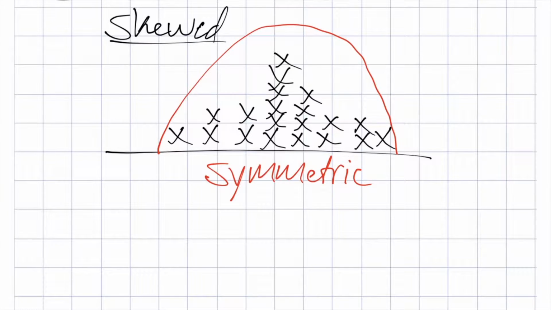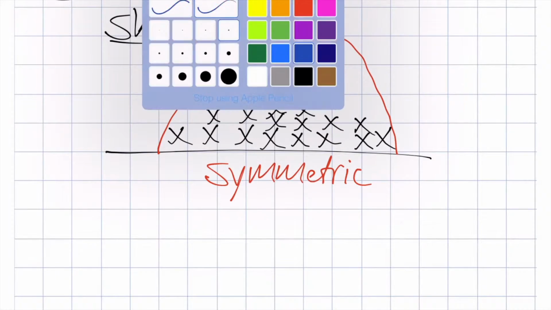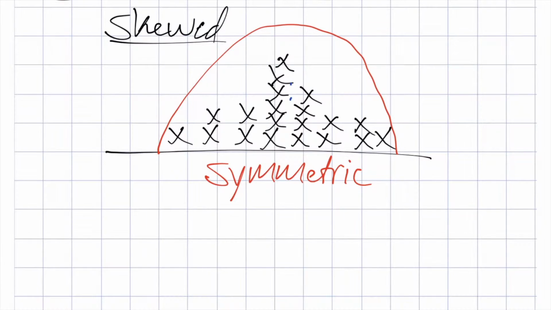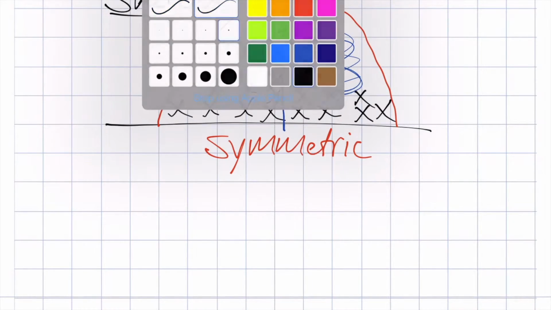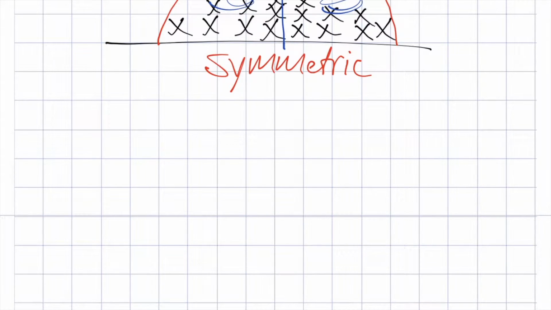Okay, now why is it symmetric? Because if you were to draw a straight line right down the middle, whatever, this side here is similar to this side here. They're like the same thing. So that being said, it's symmetric. It's like a mirror, okay? The other kind of data is skewed right.